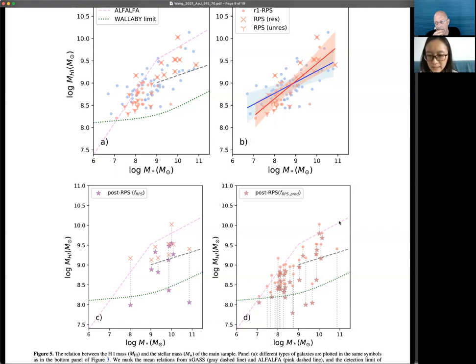So here we use these two curves with the WALLABY detection limit to demonstrate that after stripping the currently strippable HI, many galaxies, two-thirds of them, will still be above the WALLABY detection limit. And although it's a relatively shallow survey, it's sufficient to study the ram pressure stripping for more than half of the galaxies within this Hydra cluster.